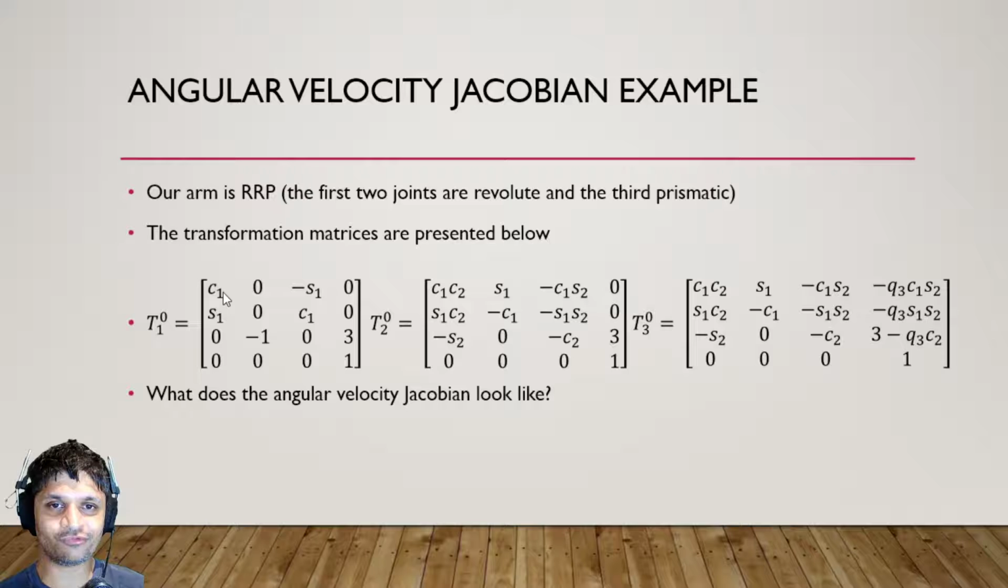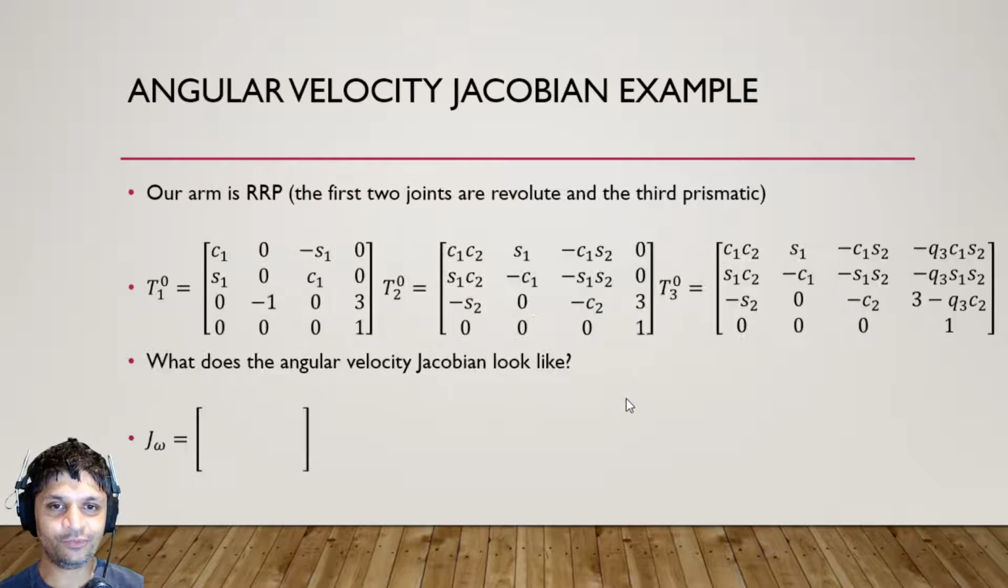C1 is cos of Q1, S1 is sine of Q1, C2 is actually cos of Q2, just because this would become a nightmare to write down if I expanded it all over the place. So this would be like minus cos of Q1 sine of Q2. Okay. So we've got these transformation matrices, and then the question is, what does the angular velocity Jacobian look like?